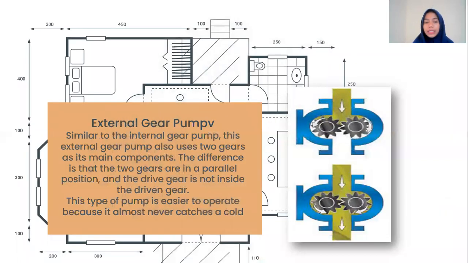The next picture is the external gear pump. Similar to the internal gear pump, this external gear pump also uses two gears as its main component. The difference is that the two gears are in parallel position and the drive gear is not inside the driving gear. This type of pump is easier to operate because it almost never catches a cold.